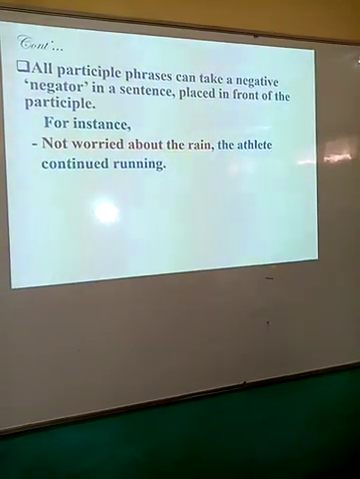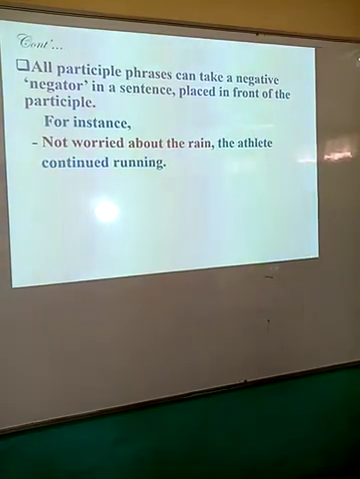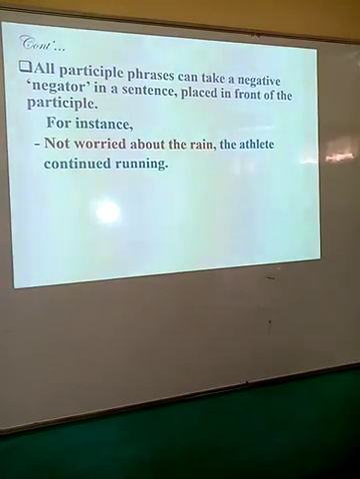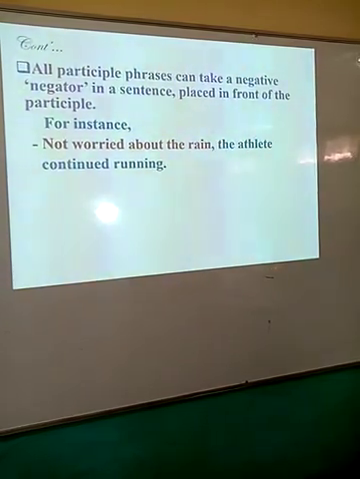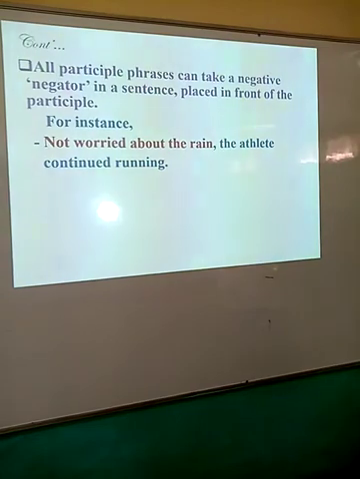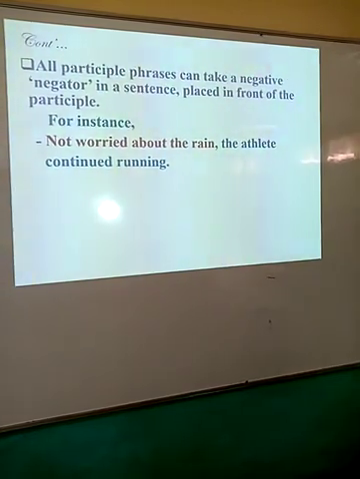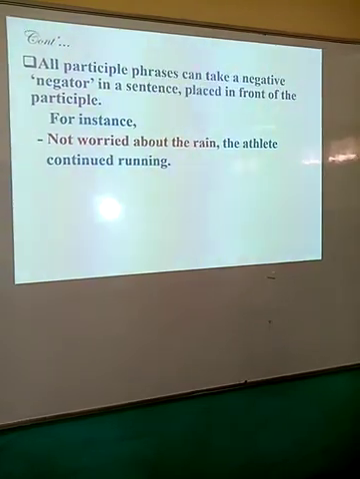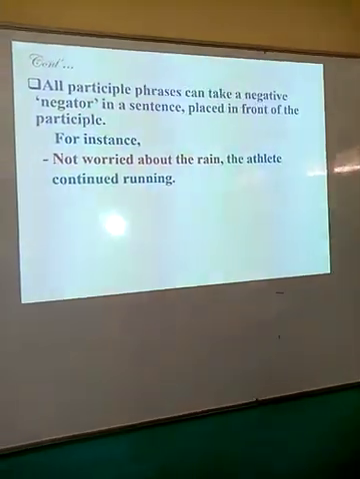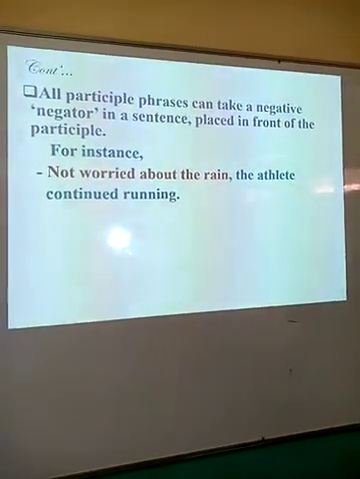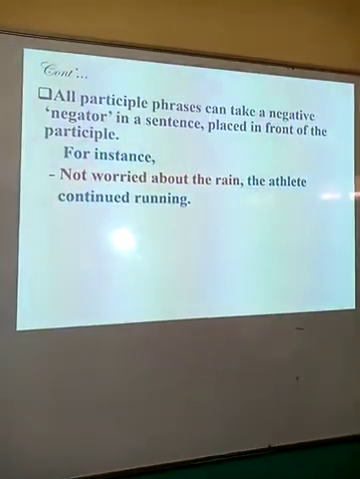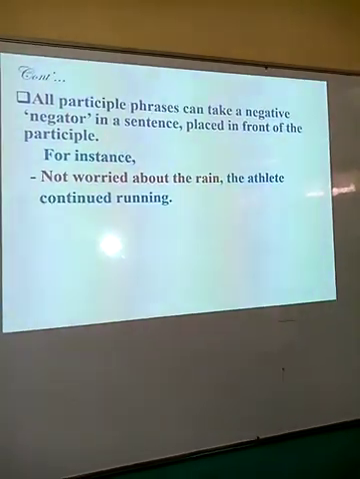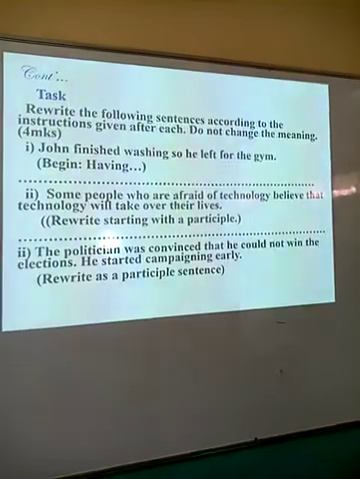All participle phrases can take a negator in a sentence, which is placed in front of the participle. For example, not worried about the rain, the athlete continued running. The negation is there clearly, it is not. And then we have a past participle, worried. So not worried about the rain, the athlete continued running.